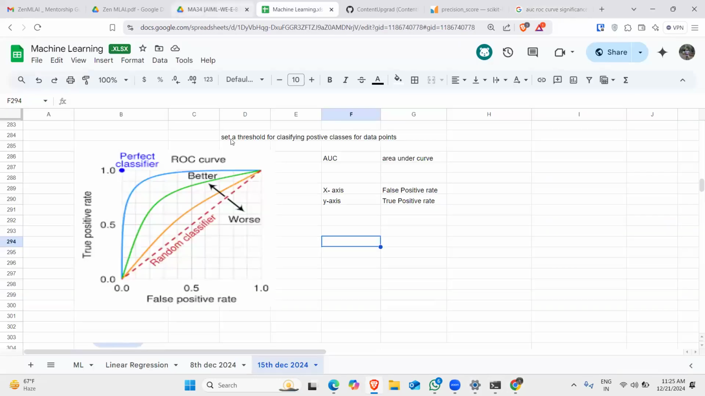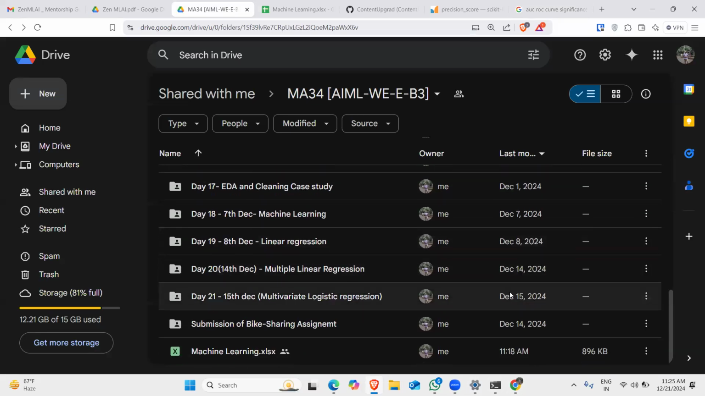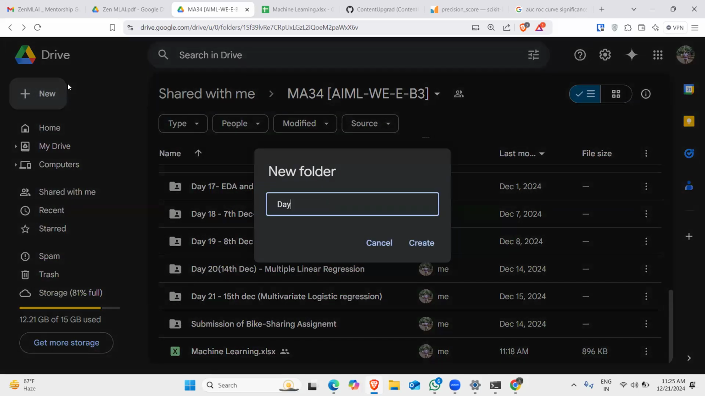Now, what I'll do is quickly upload this file and we'll just discuss a machine learning framework. That is an important part for us. So today is day number 22, 21st December 2024.